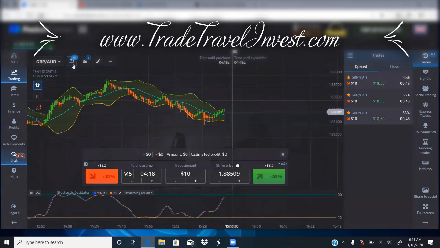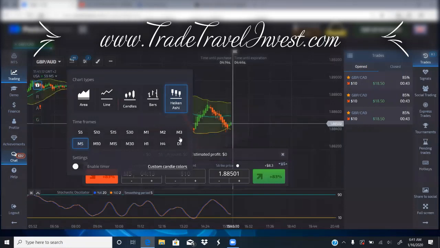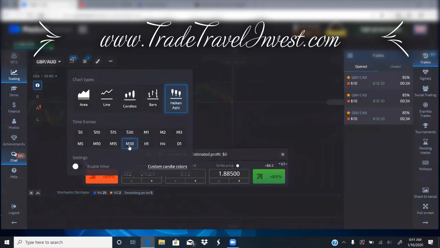GBP/AUD looks like it's setting up on the 1 minute right now. Over on the 5 minute though, we're seeing a push up. And on the hourly, we're probably seeing that reversal happen. We're at that bottom band.